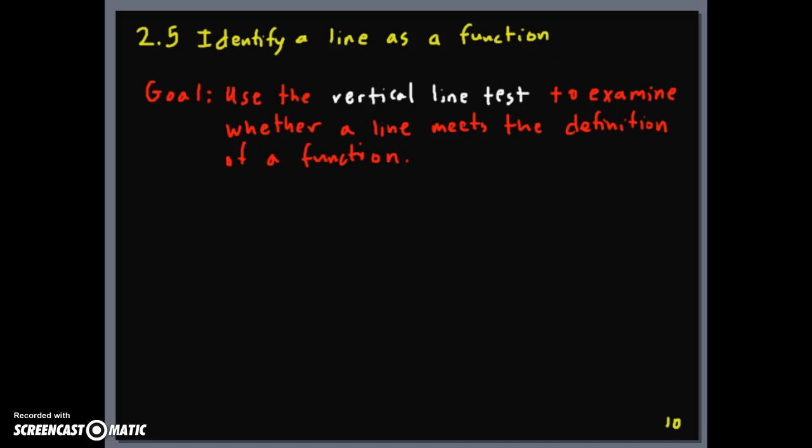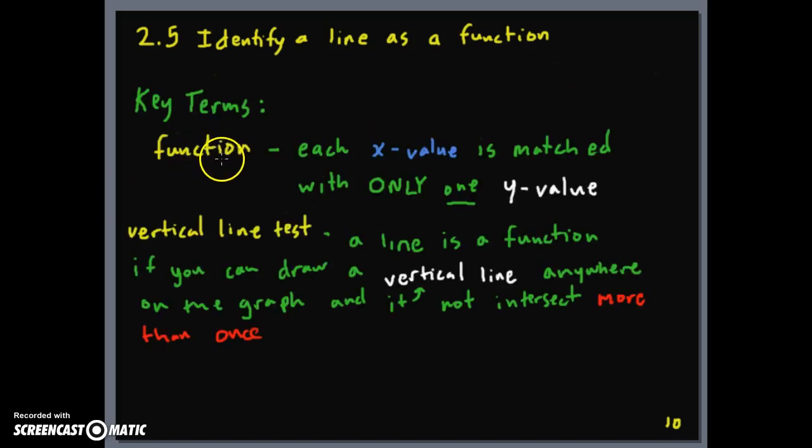The key terms today that we will talk about: function has already been defined, but we can go ahead and define it again in a little bit different way. Each x value is matched with only one y value. So what does that look like on a graph of a line? And then the vertical line test, and this is how you know a line is a function or not. A line is a function if you can draw a vertical line anywhere on the graph and it not intersect more than once.